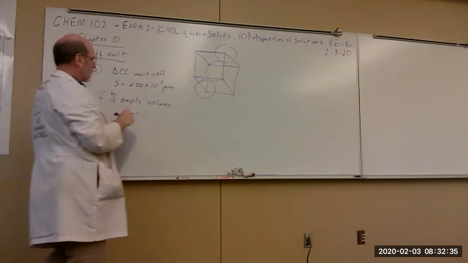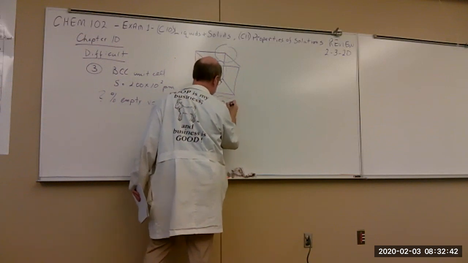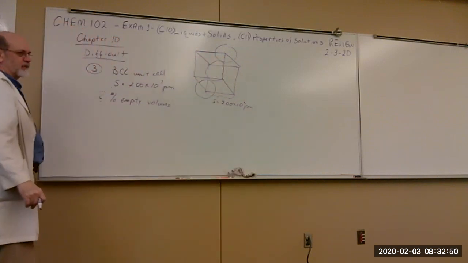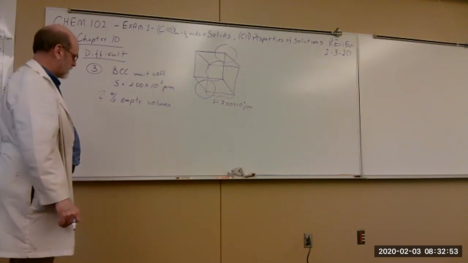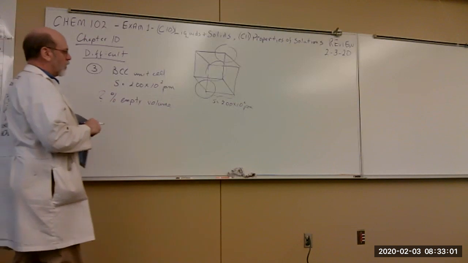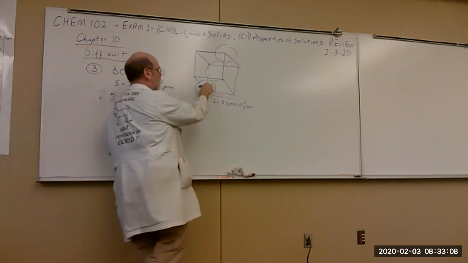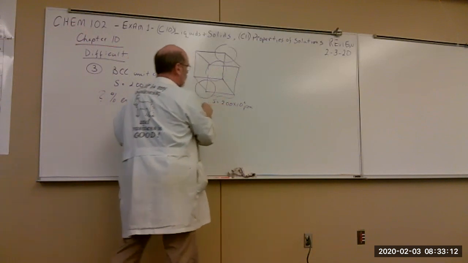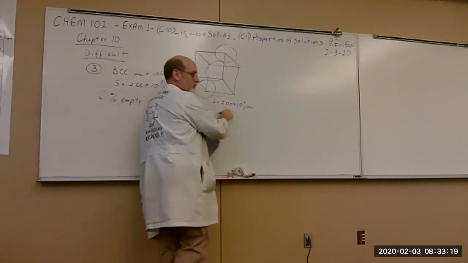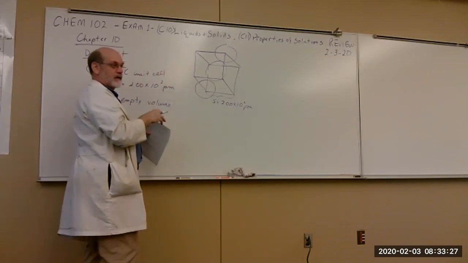Okay? So the edge length along here is this distance, in picometers. What's a picometer? Right, 10 to the minus 12 meters is a picometer. We might need that. Now, what are we looking for? We're looking for the percent volume that's empty, that is not occupied by atoms. So we have to find the volume of the cube, that's easy, it's this one cubed. And then, what's the volume occupied by the atoms? We use the two atoms per cell.